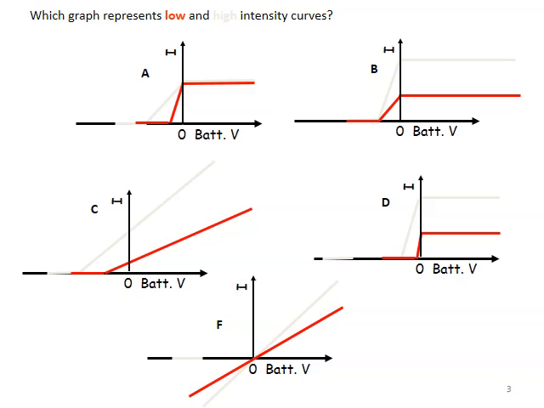Alright, so what you need to do is do the low intensity one. You should have done the low intensity one, the high intensity one. Which graph best represents the experiments? Choose your answer, and we'll come back and talk about why that particular graph is correct.